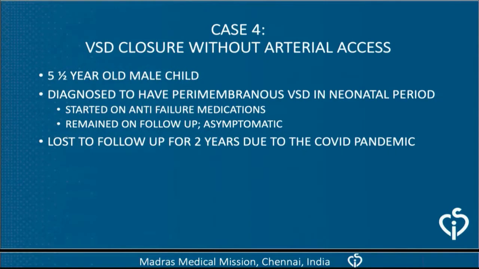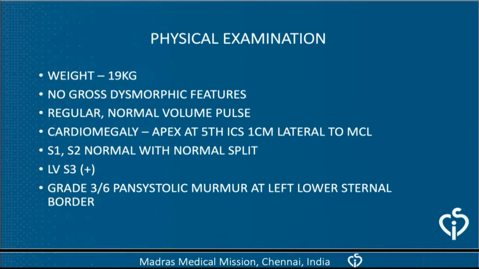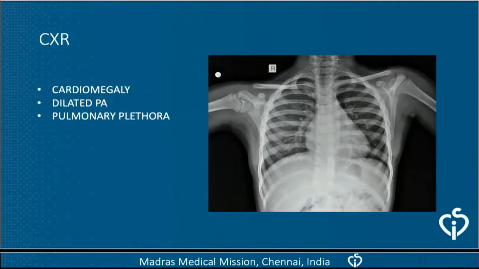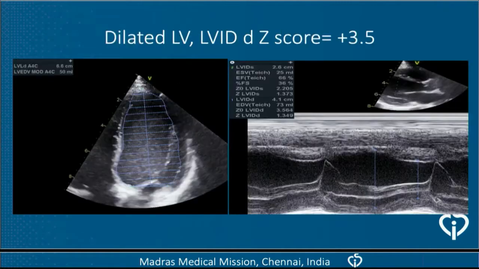Okay, the story of this is a 5-year-old child who has a perimembranous, high muscular ventricular septal defect, which is measuring around 6 millimeters. The VSD is rather significant hemodynamically. The Z-score of the left ventricular dimensions was 3.5.